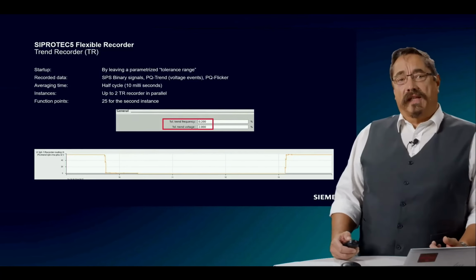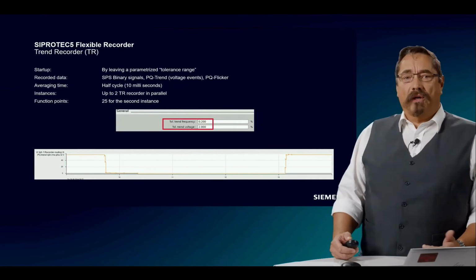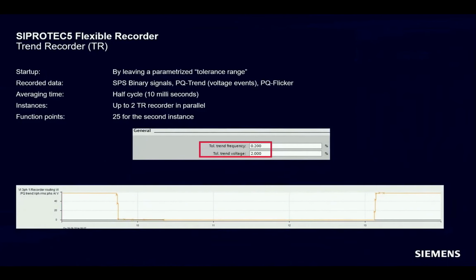In the lower area of the slide is a timeline recorded by a trend recorder. Important to know is that only the signal changes are stored in the memory, here marked with blue circles. As long as the signal is not leaving the parameterized percent value of the tolerance window, nothing will be stored. This mechanism ensures an economic usage of the device memory, and that's with a half-cycle sampling rate.